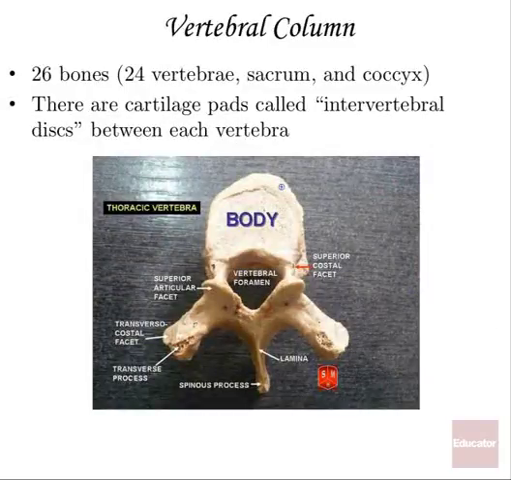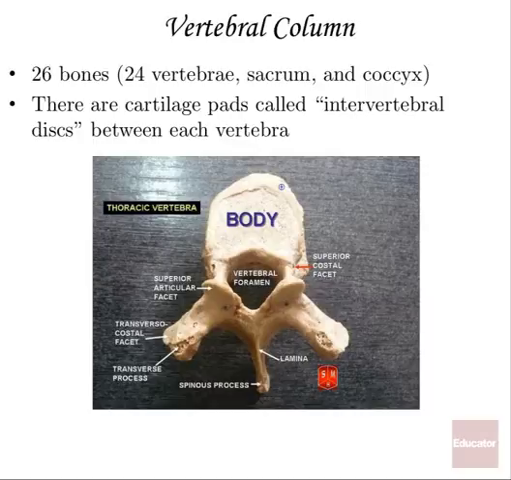The vertebral column, also known as the spine. There are 26 total bones in the average human body. 24 of them are just typical vertebrae. Vertebra would be singular, vertebrae is plural. And then at the bottom you have the sacrum and the coccyx. There are cartilaginous pads or cartilage pads called intervertebral discs between each of the vertebrae. And we'll see that a little bit better in future images.